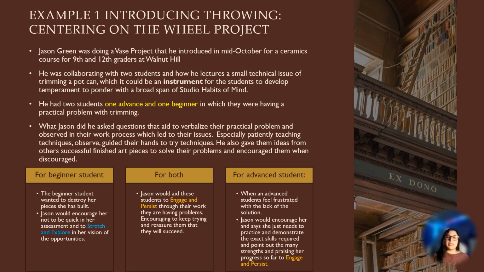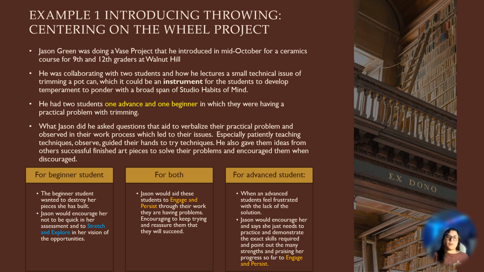For the beginner student, she wanted to destroy the pieces that she had built. Meanwhile, Jason encouraged her not to be quick on her assignments and to stretch and explore the opportunities in her vision. In other words, he didn't want her to destroy what she had. Instead, she can use those opportunities or those mistakes to see what she can make out of them, instead of starting over again with the art pieces.